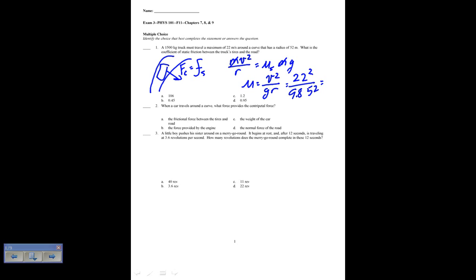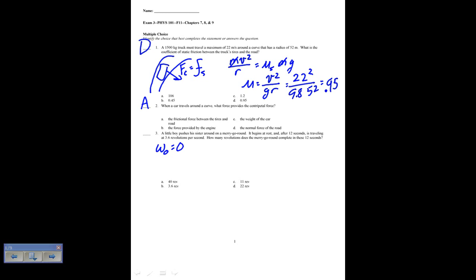22 squared. I get 0.95. 0.95, so that's D. When a car travels around a curve, what force provides the centripetal force? Well, just like I said, it's the frictional force between the tires and the road. So that's A.